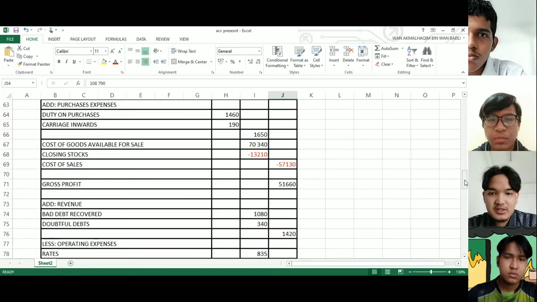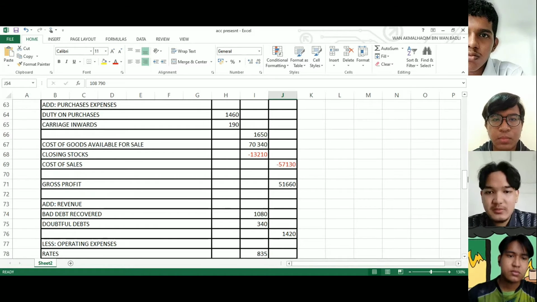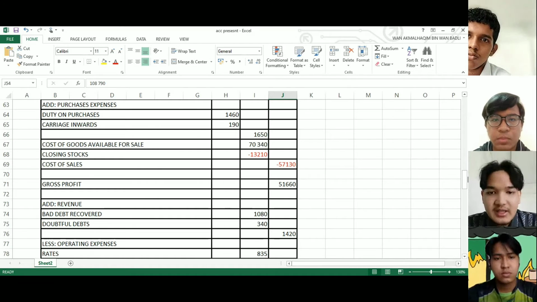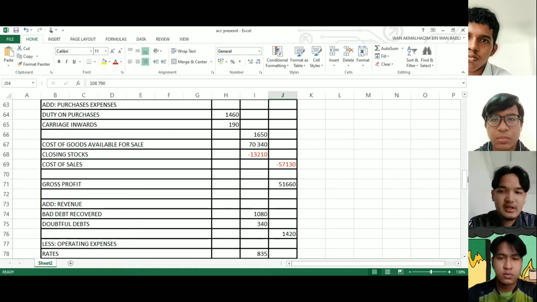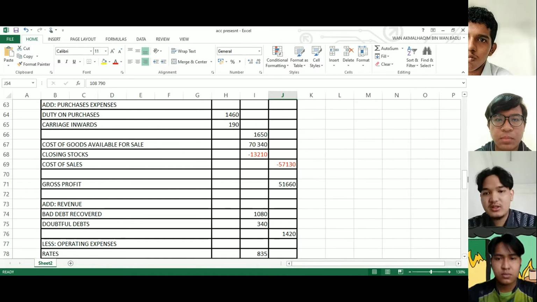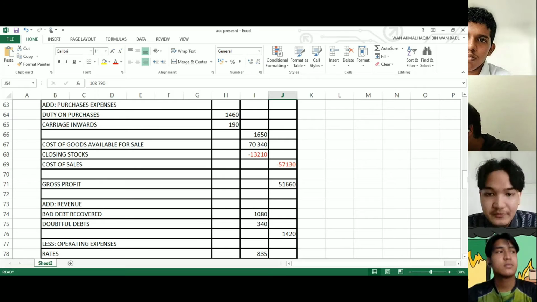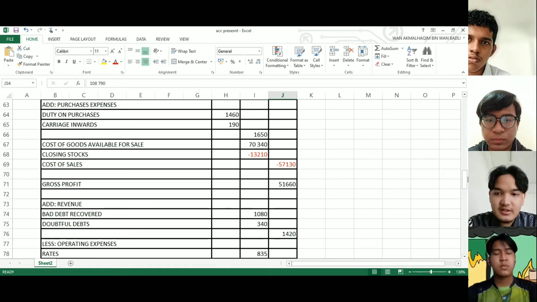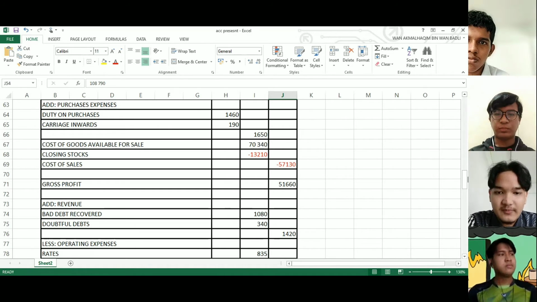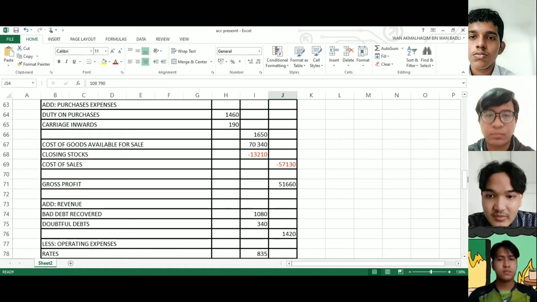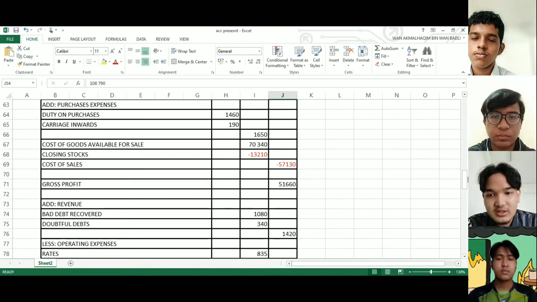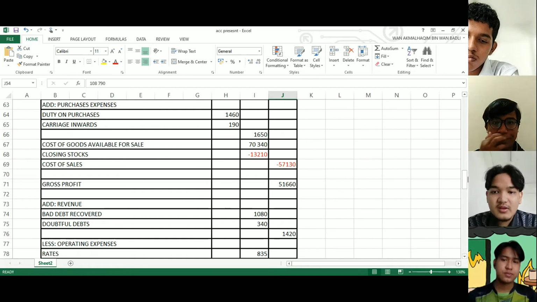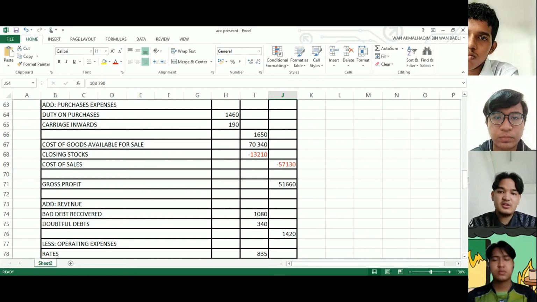And the next is purchase expenses. First, duty on purchases 1,460, carriage inward 190 and the total is 1,650. Cost of goods available for sale 70,340 and closing stock negative 13,210 and cost of sales 57,130 negative.